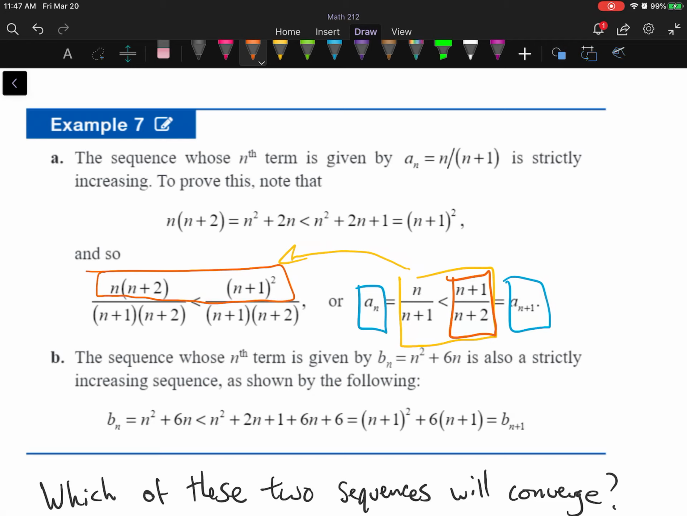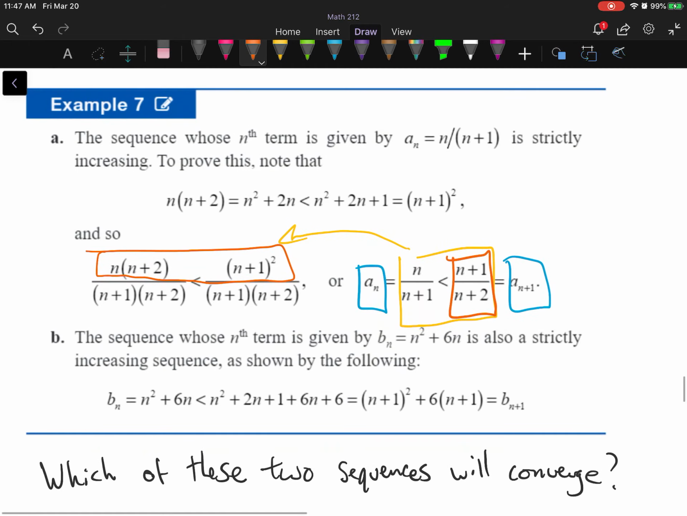In part B, it's more boring. We've got b sub n equals n squared plus 6n. That's also definitely a strictly increasing sequence. We're just adding positive things together. The big question is, which of these two increasing sequences would converge? And I hope that if you think about it, you would recognize that the sequence in part A is going to converge, but the sequence in part B will not.